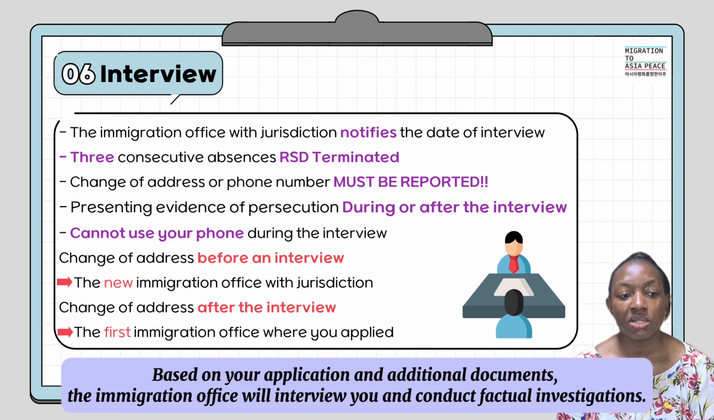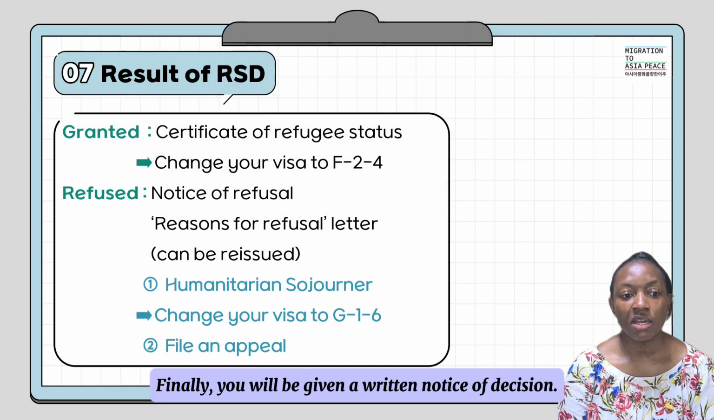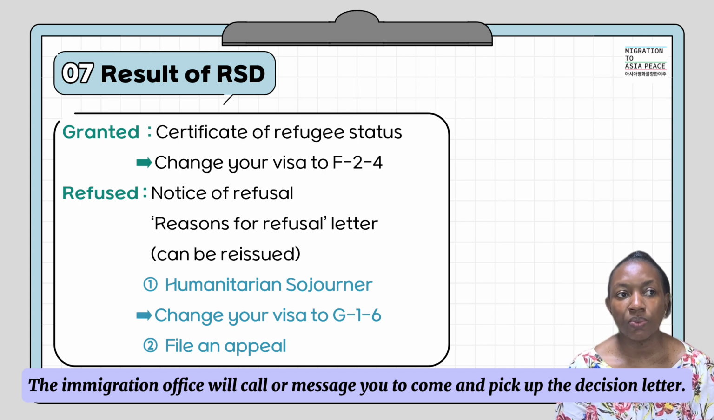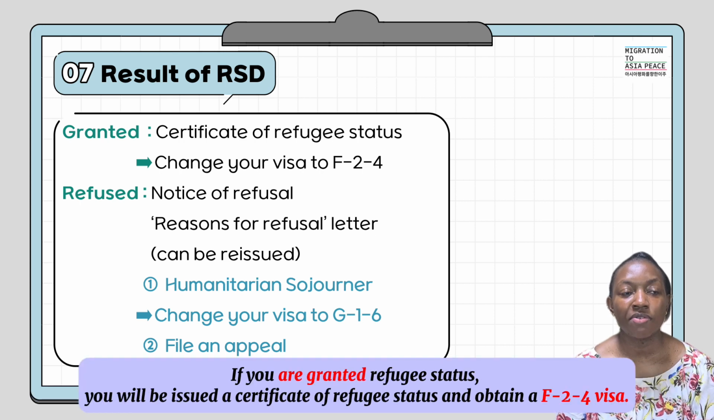Based on your application and additional documents, the immigration office will interview you and conduct further investigation. Finally, you will be given a written notice of decision. The immigration office will call or message you to come and pick up the decision later. If you are granted refugee status, you will be issued a certificate of refugee status and obtain an F2-4 visa.